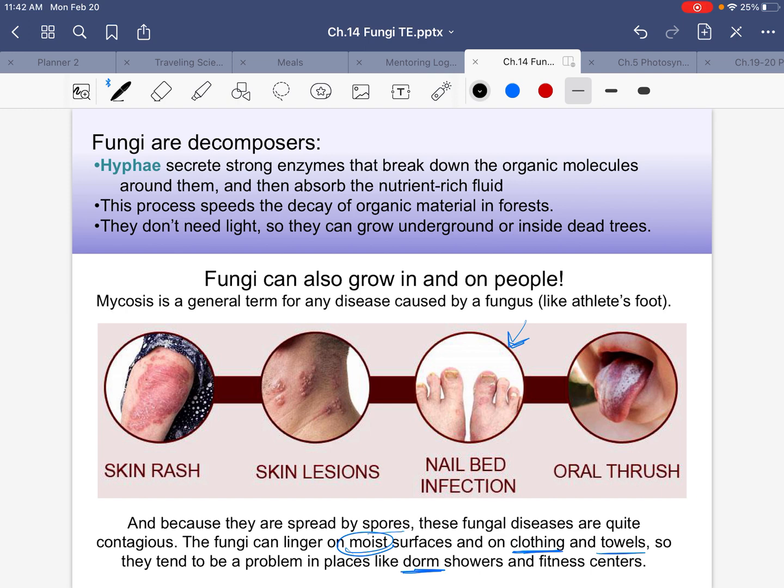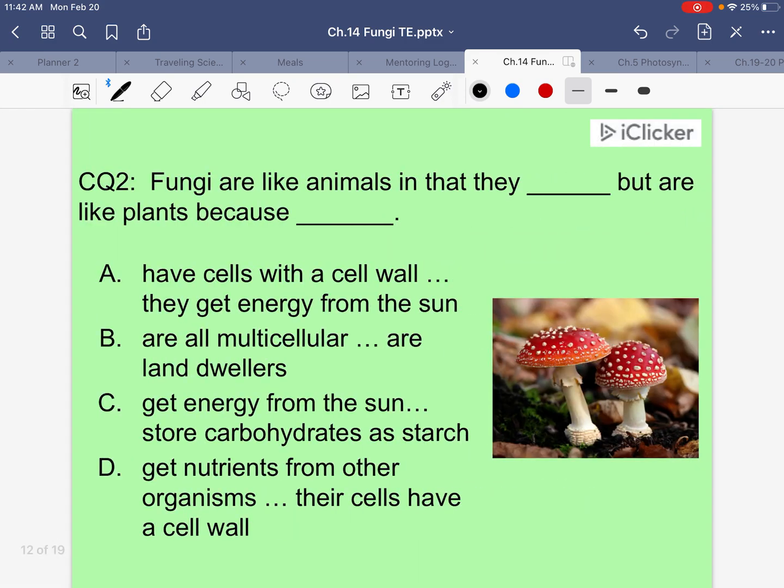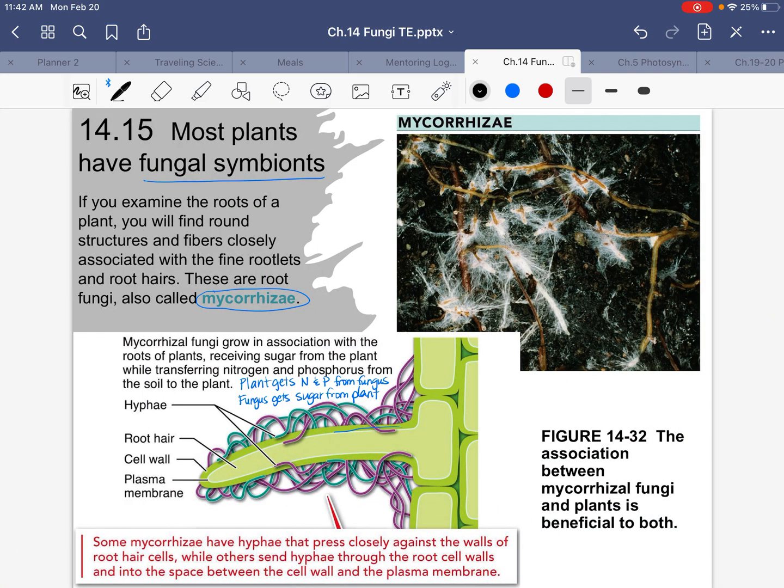Fungi are decomposers. They have to absorb organic materials from around them. Sometimes they can be toxic. Sometimes they can be good.